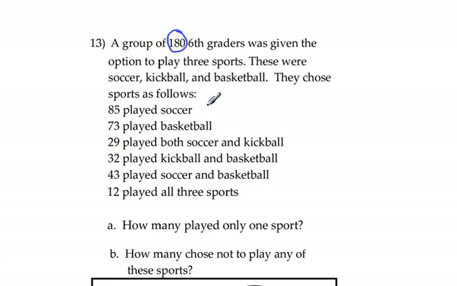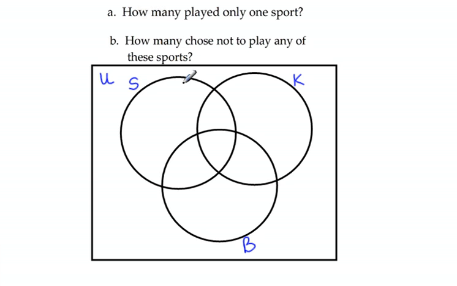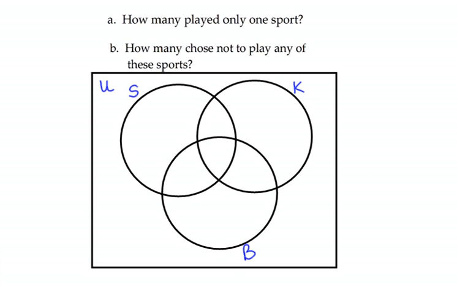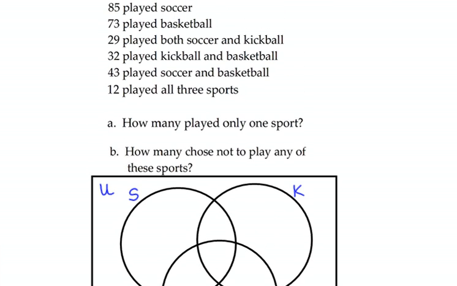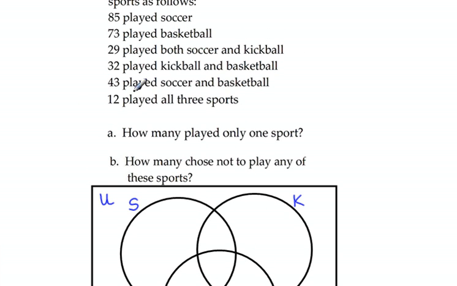So to better organize our information, we're going to use a Venn diagram, and I'm going to label my universal set. I'm going to have 3 different sets here, one that represents those who played soccer, a circle representing those who played kickball, and then a circle that would represent those playing basketball. When we begin putting numbers into our Venn diagram, the first thing you want to look for is the intersection of all 3.